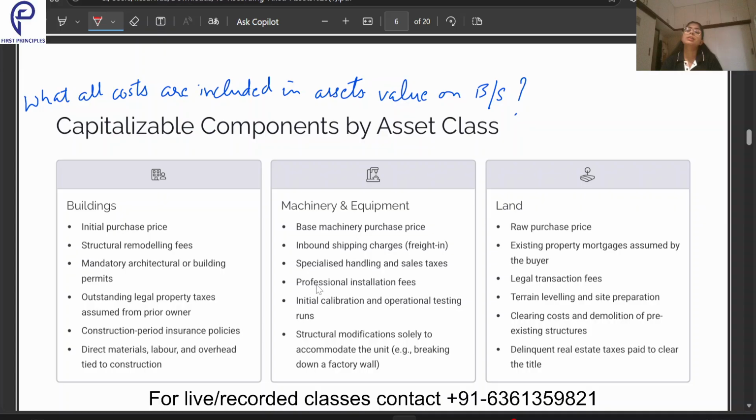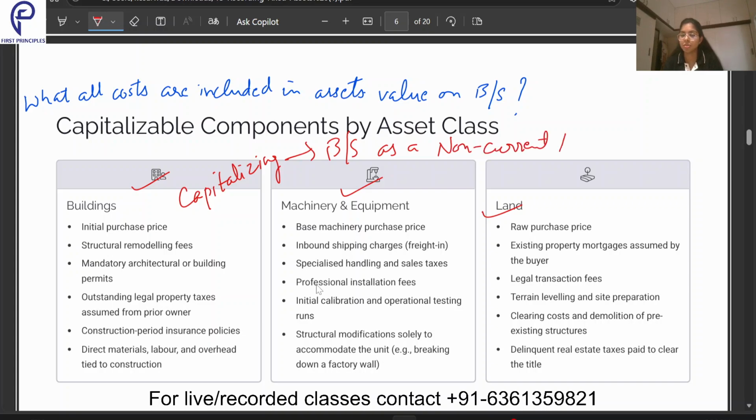Now we have different kinds of assets. We have buildings, we have machinery and equipment, we have land. When we are capitalizing it, what does capitalizing mean? It means we are showing it on a balance sheet as a non-current asset. So in that case, what all costs should be included? These costs for buildings, for machinery and equipment, and for land should always be included when we are calculating what cost to include on our balance sheet for a particular asset.